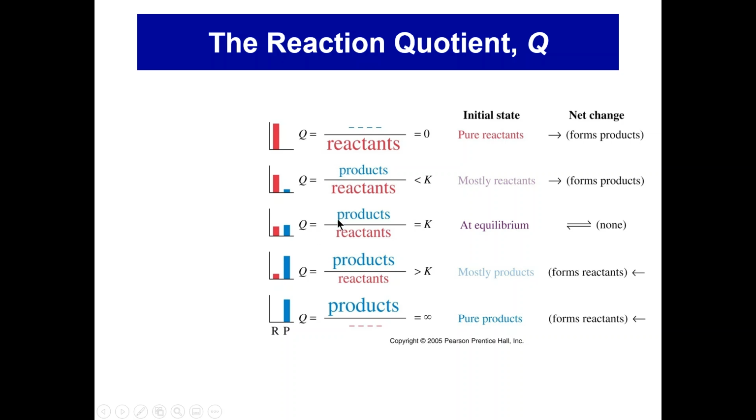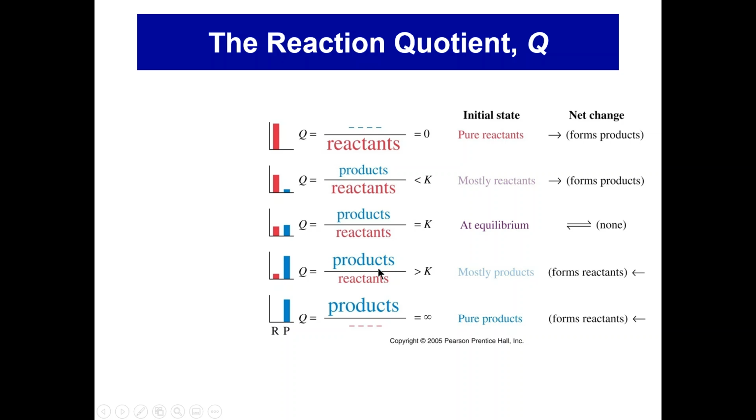And then we get to the equilibrium situation where Q is such that the concentration of products divided by the concentration of reactants is equal to K. So at that point, the system is at equilibrium, and there's no net change in terms of which direction the reaction will shift.